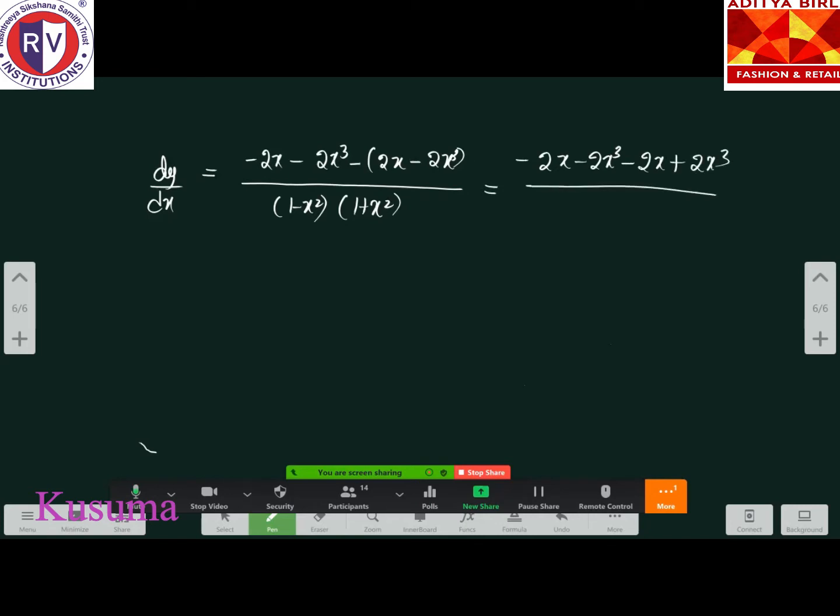In the denominator, it is of the form (a plus b) into (a minus b). What is (a plus b) into (a minus b)? A square minus b square. Here it is 1 minus x to the power of 4. The 2x cube and 2x cube cancel and this will be minus 4x divided by 1 minus x to the power of 4. So this is your option C. Therefore, the answer is option C.